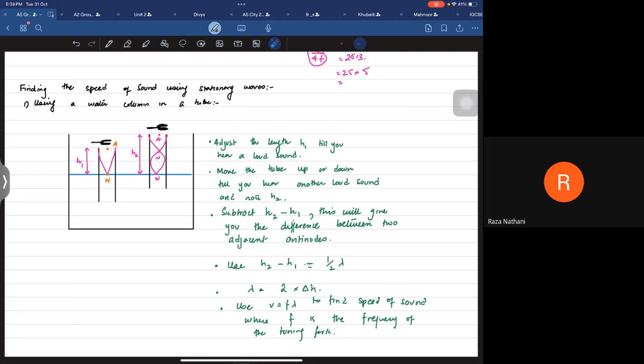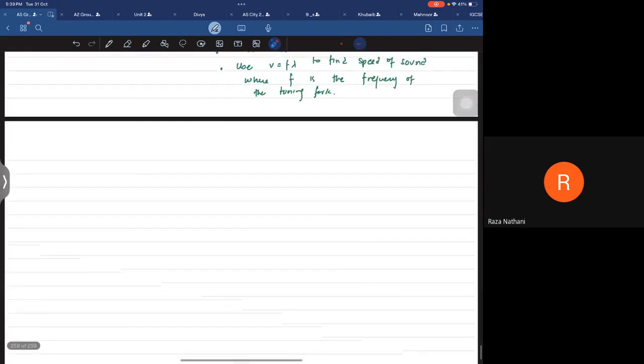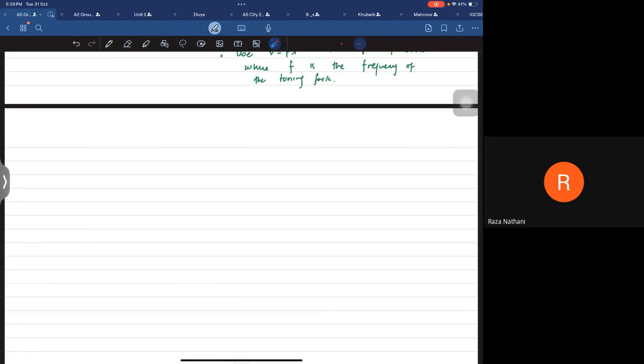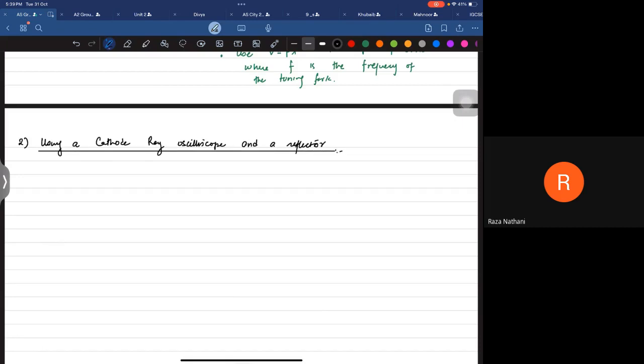Yes, sir. Okay, good. So the next experiment we're going to discuss is number 2, at the heading, please. It's called using a cathode ray oscilloscope. We have done the cathode ray oscilloscope in the previous chapter, and now you might have an idea how it works. It basically gives you time and can give you the voltage as well. So let's have a look at this.